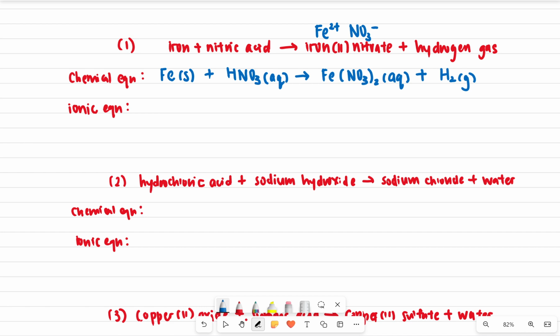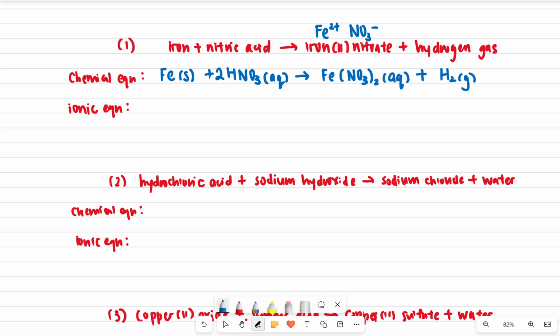However, it's not balanced because I have two nitrate ions, but I only have one nitrate here. I have two H, but I only have one H here. So to solve this issue, it's easy. All I need is to put a 2 in front of my HNO3. Now it will then be balanced. I'll have the same number of atoms on both sides of my equation.